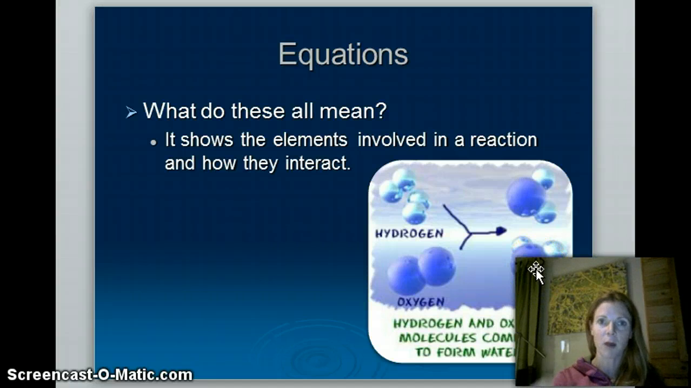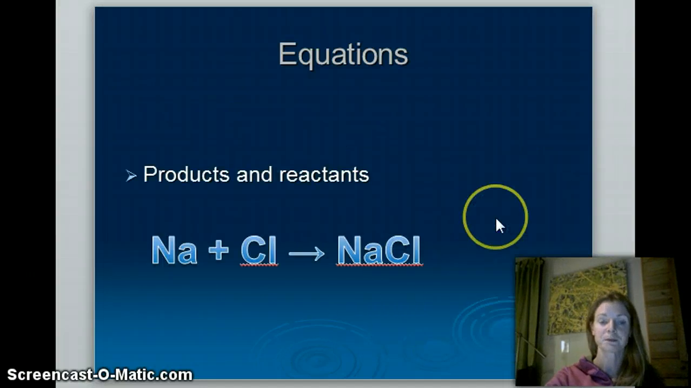They have different types of bonds, which we don't need to go into, necessarily. But when I talk about what the equations mean, remember, it does talk about how they interact. How do these two elements interact to form water? Well, there are specific bonds, actually called polar bonds, but you'll learn that probably next year in high school. But know that a reaction can actually show those different things, okay? So it's going to show the elements involved, it's going to show the end product, and it's going to show how they interact, okay?